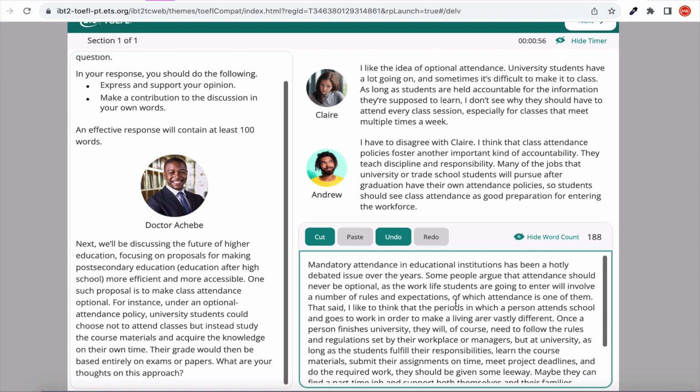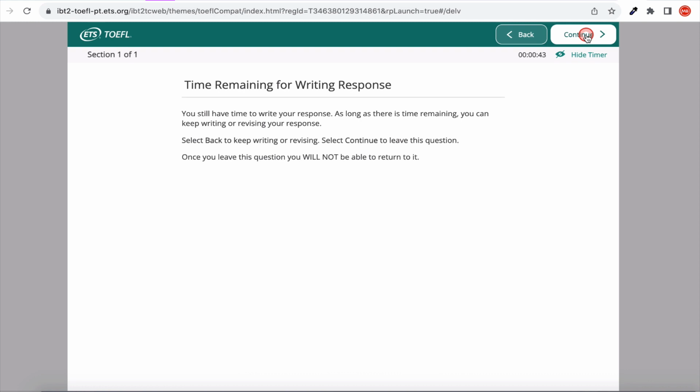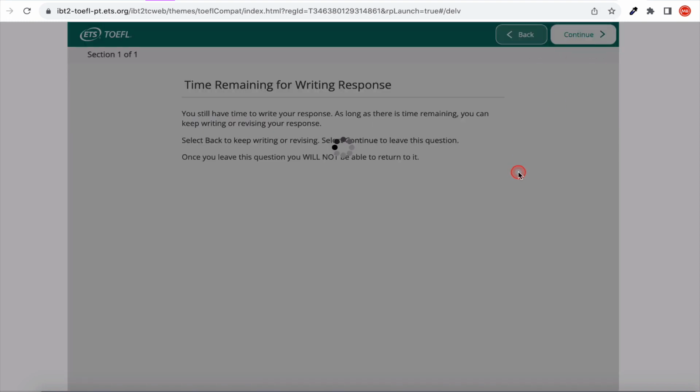Normally, I would go back and read this paragraph again to make sure I haven't made any mistakes, misspellings, or grammar errors. But I'm not going to do that. I will just go ahead and see what they tell us. So they will warn us, you will not be able to return. I don't care. Let's see, guys, what type of grade we will get.